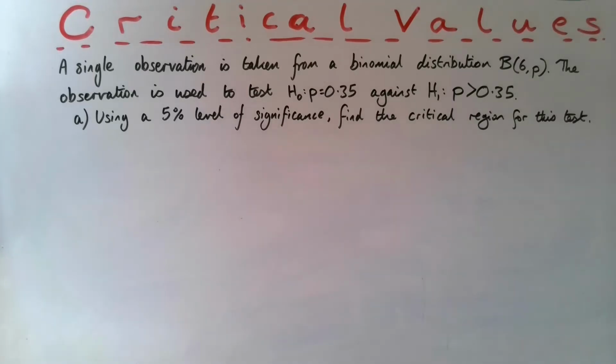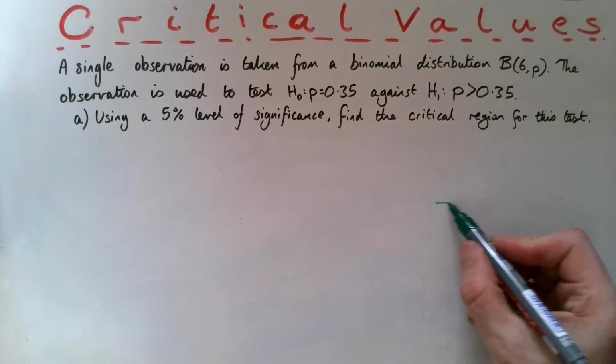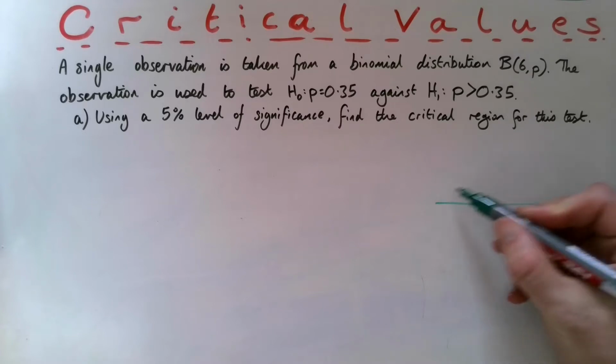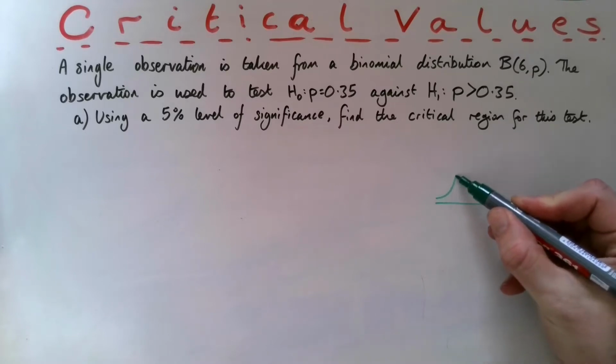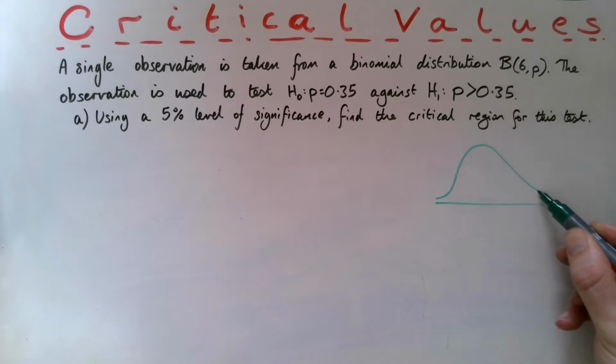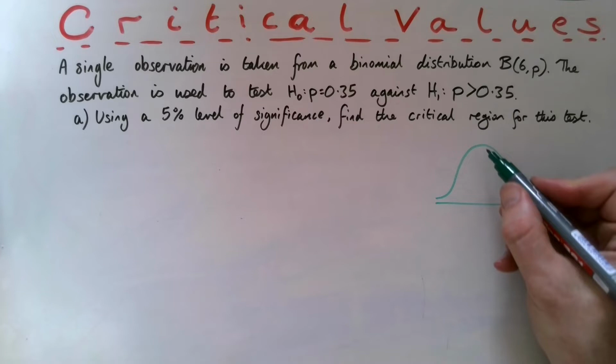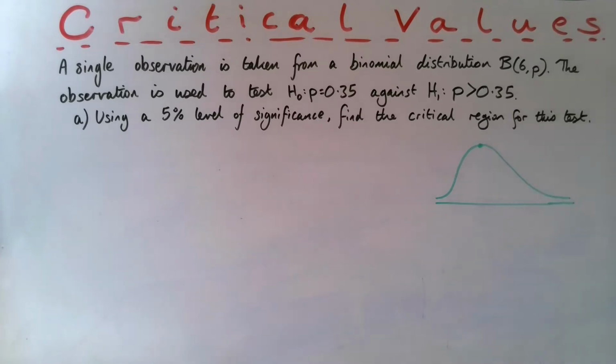Now it says a single observation is taken. That single observation is 6 trials. So we're going to go out and we're going to play 6 games of golf. Now what's the bell curve going to look like for that? Well, the chances are that Mr. Godber will win fewer games than Mr. Cooper. So if we're looking at how many games Mr. Godber's going to win, the most likely number of games he's going to win is going to be less than 3. You've got 0 there, you've got 6 there.